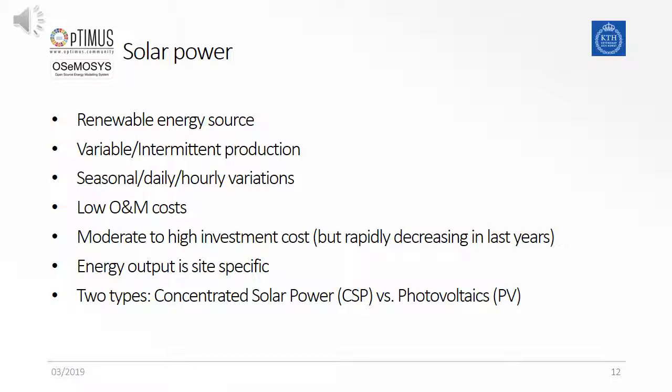It is a renewable energy source, which means it does not produce lots of greenhouse gases during operation. As it is dependent on the sun, its production will be variable. This means we will have seasonal, daily and hourly variations of our output.